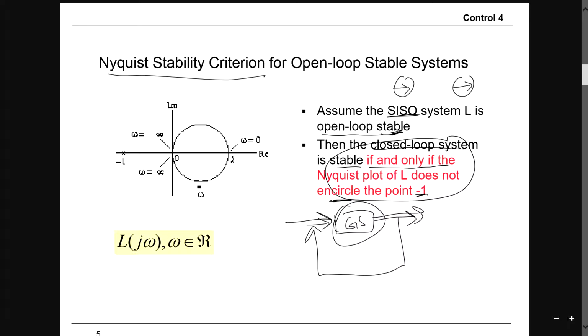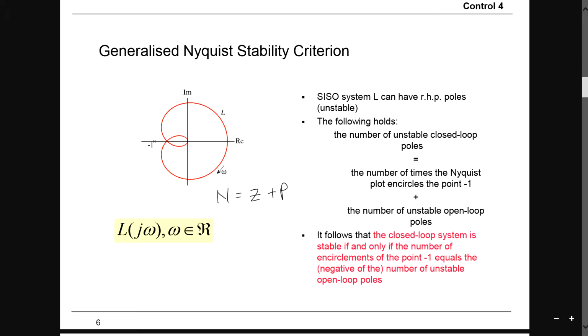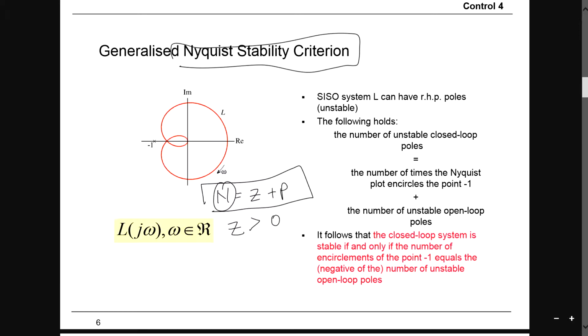I'm just repeating myself: it doesn't encircle -1. This is the point. N is equal to Z plus P. This is the Nyquist stability criterion, where Z is more than 0, the number of zeros in the right half plane, and so on.